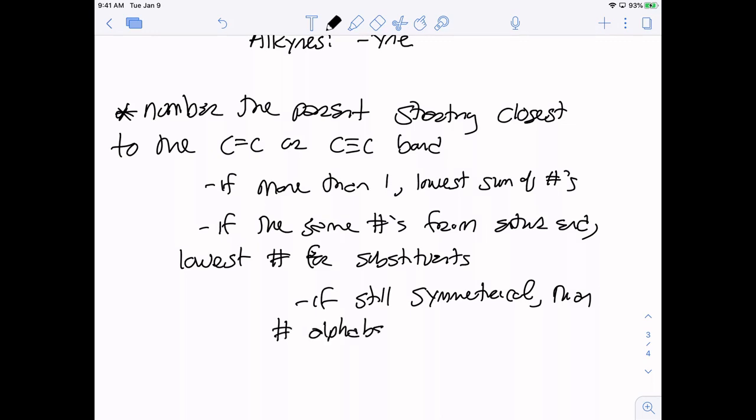These are the same rules essentially that we were doing for alcohols. So we wanted to number the parent starting closest to the carbon that contains the hydroxyl group, right? If more than one, lowest sum. If the same from either end, then you're going to number for the substituents, right? Lowest numbers. If still symmetrical, then number alphabetically. This is going to kind of be the rules for all of our functional groups. Whatever the highest priority group is, you always want to start numbering closest to it. It's going to trump substituents. Remember, ethers and epoxides were just substituents, so I didn't have to worry about that. But alcohols actually have their own ending, as do alkenes and alkynes. So they're going to trump substituents as far as numbering a parent goes.